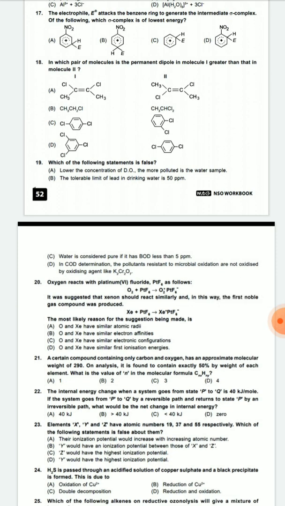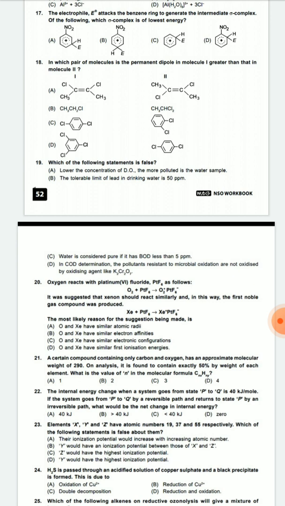Which of the following statements is false? Out of the four options, you need to know which three are correct and which one does not match. Option A, the lower the concentration of DO, the more polluted is the water sample. Option B, the tolerable limit of lead in drinking water is 50 ppm. Option C, water is considered pure if it has BOD less than 5 ppm.